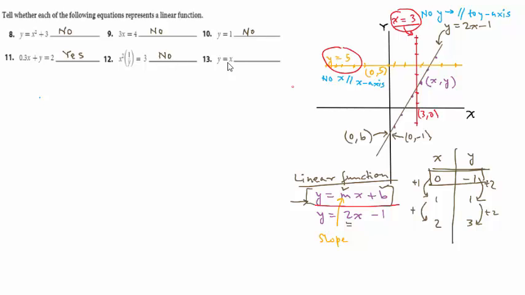Number 13, y is equal to x. Well, if you think about this, m is 1 and b is 0. If m is 1, you have y is equal to 1x plus 0. That's y is equal to x. So this indeed might not look like it, but this indeed is of the form y is equal to mx plus b, where m is 1 and b is 0. So this is a linear function.